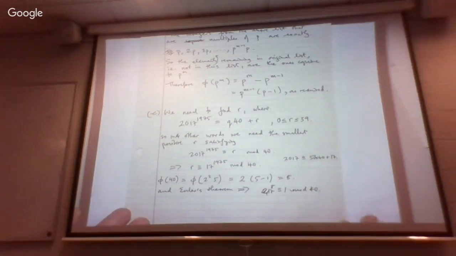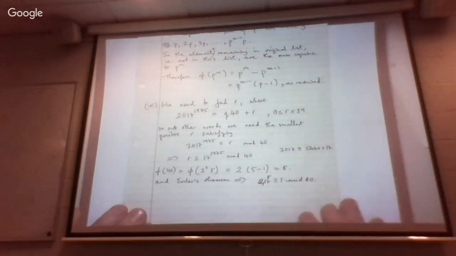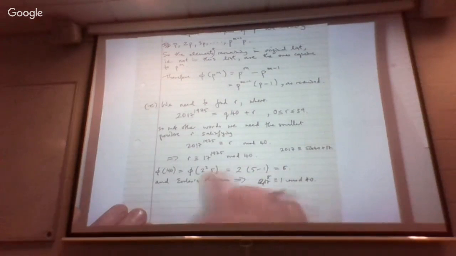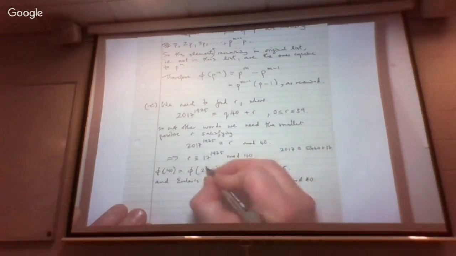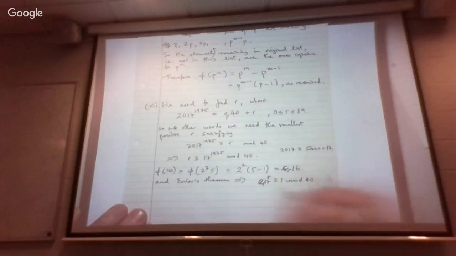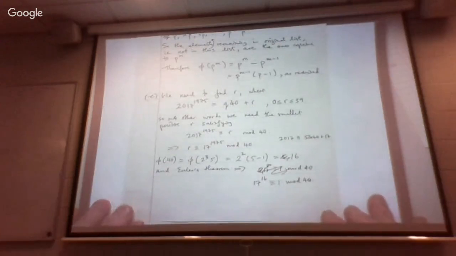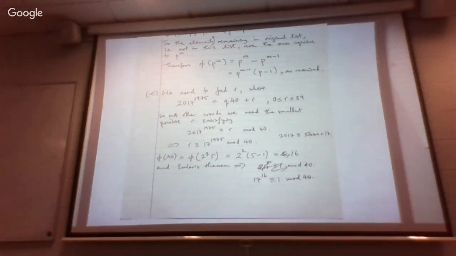And so we break down 1975 modulo the phi value. Sorry, why don't you stop me when I write something silly? It's 2 cubed times 5, so phi of 40 is 2 squared times 4, that's 16. So 17 to the 16 is congruent to 1 modulo 40. Is that right? Yeah.